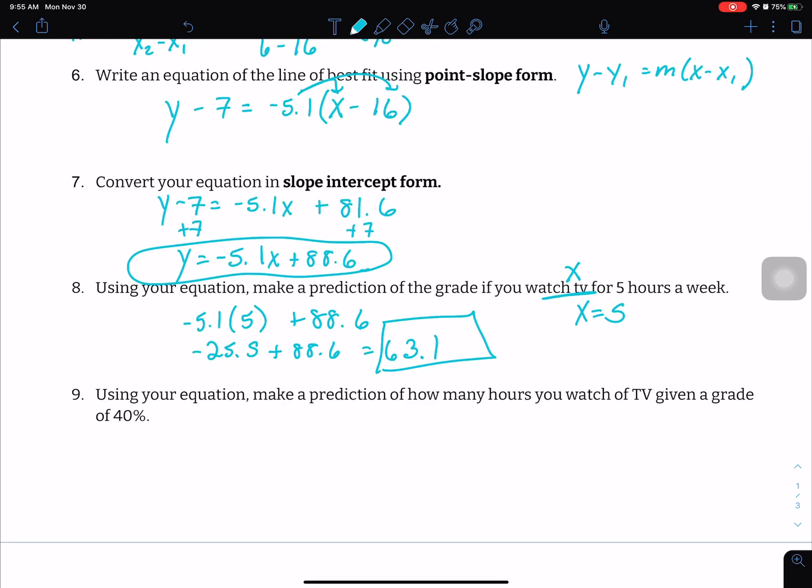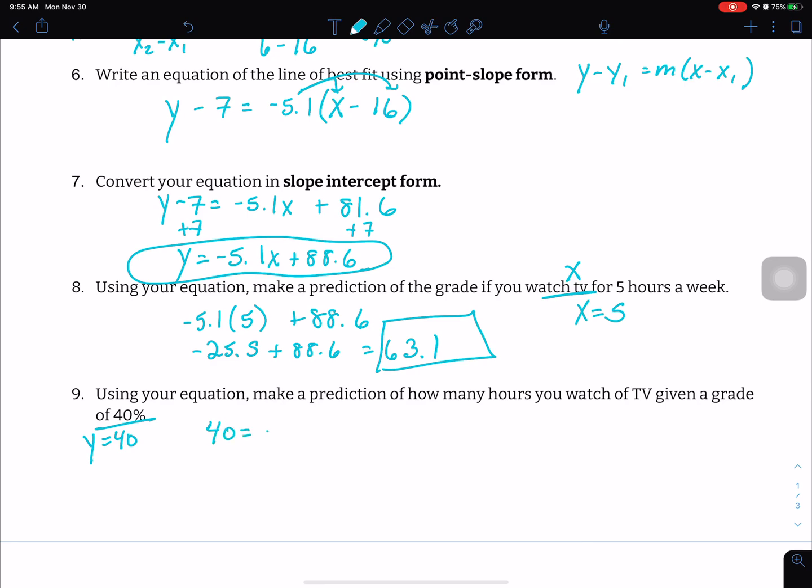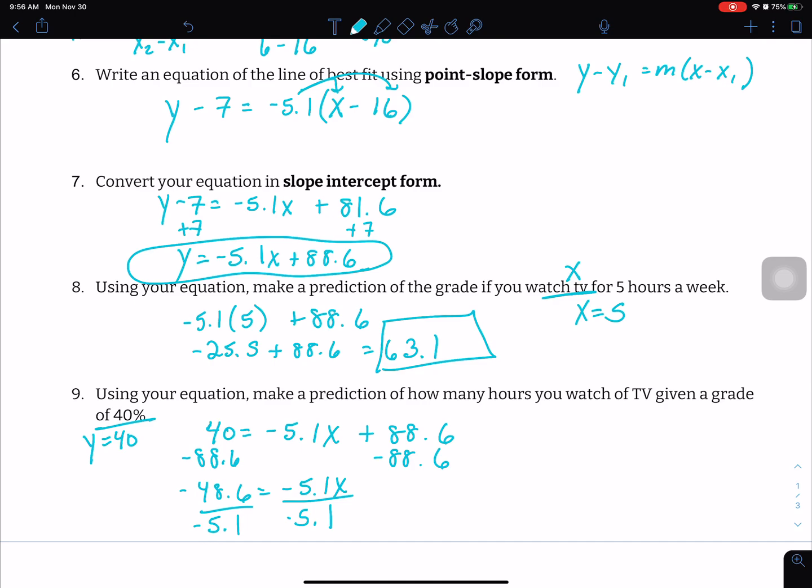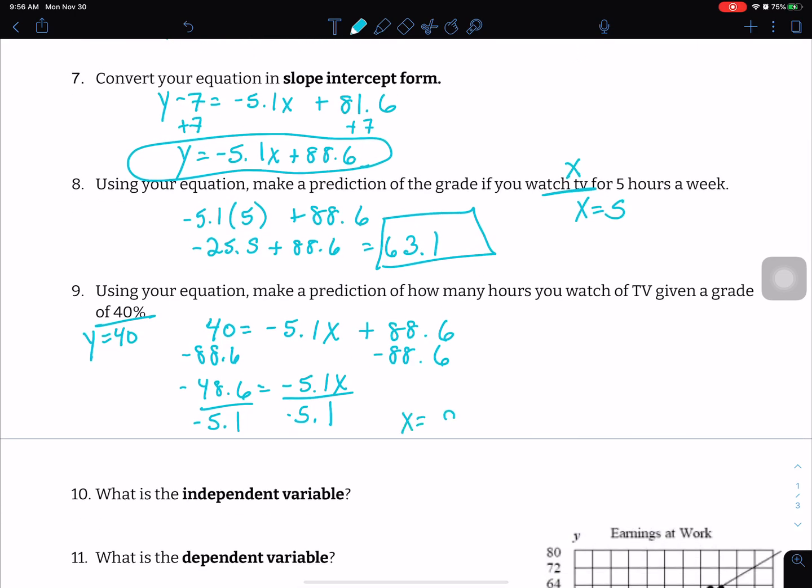Using your equation, make a prediction of how many hours of TV you watch given a grade of 40%. So that means that 40% is that y equals 40. So I get 40 equals negative 5.1x plus 88.6. So we're back to solving equations. My goal is to get x by itself, so I'm going to start with subtracting the 88.6. So negative 48.6 equals negative 5.1x. To get x by itself, I'm going to divide by the coefficient. And I get x equals 9.53, and those would be hours.